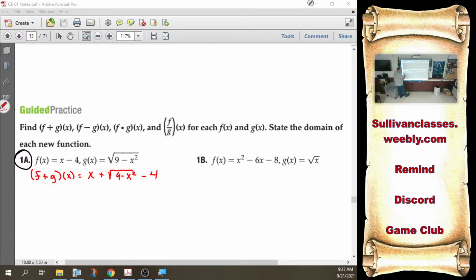F minus g, x minus square root of 9 minus x squared minus 4. F times g is pretty ugly.